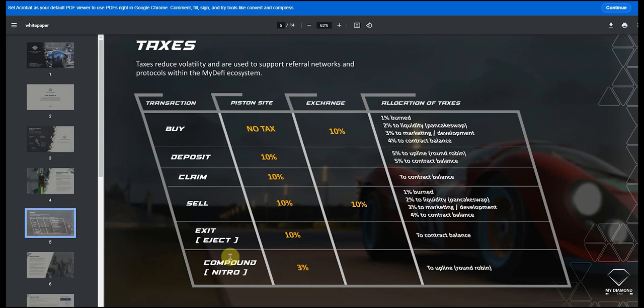And then compound, which they call Nitro, this would be like hydrate on the Drip side. That's only charging you 3% tax, which I like because it's 5% over on the Drip side, so that's a little bit cheaper, so that's a perk.